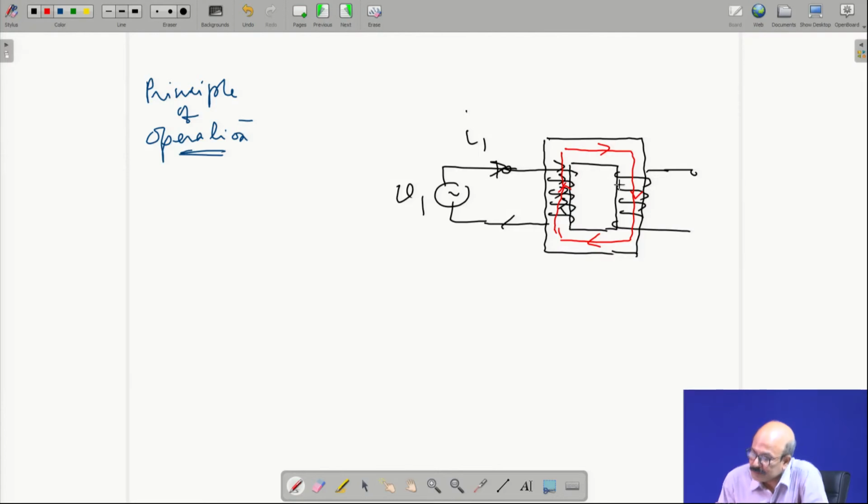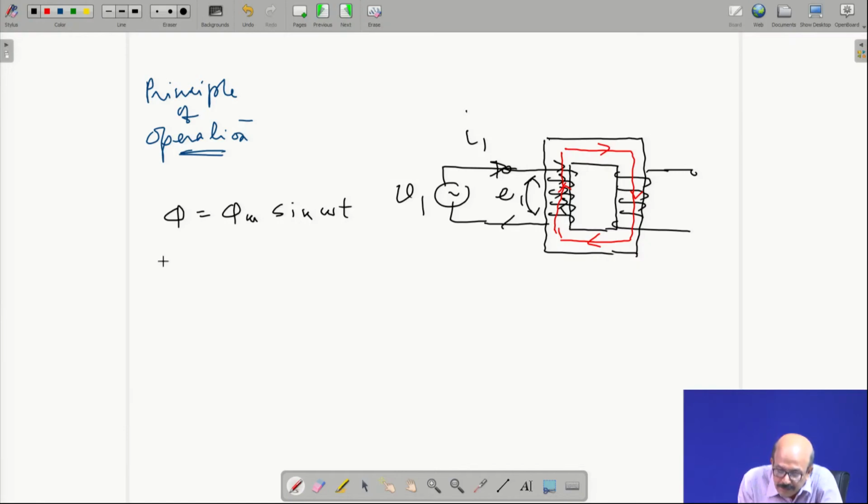And this flux is of course linking the other winding, okay? So if we start from the flux, say phi, we assume that phi equals phi m sin omega t. Whatever voltage is induced here, I am not putting any specific arrow, I am just putting E1 here. So how about E1?